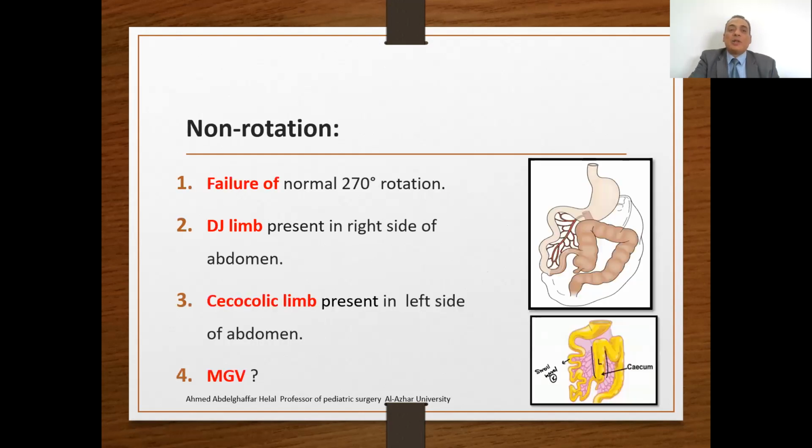The second type will be non-rotation. There will be a failure of the normal 270 degree rotation. The DJ limb with the duodenum and jejunal small intestine is present on the right side of the abdomen, and the cecocolic limb will be present on the left side of the abdomen. Regarding midgut volvulus, it differs from one case to another, depending on the distance between the cecum and the DJ junction. So the most important point in non-rotation is that the large bowel will be present on the left side and the small bowel will be present on the right side of the abdomen.